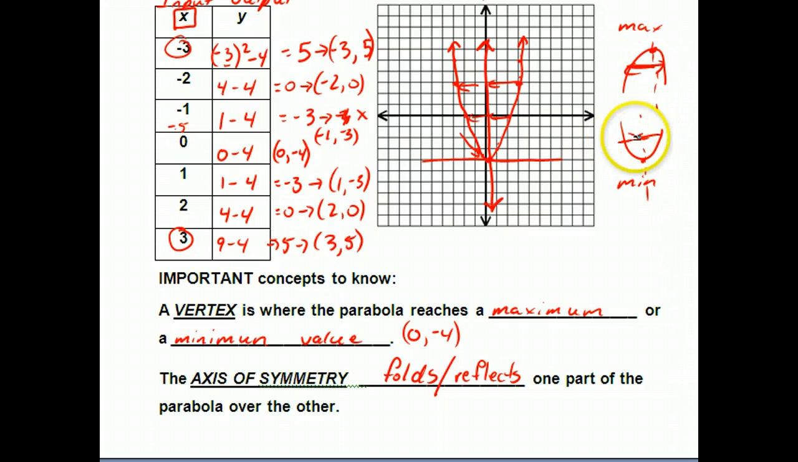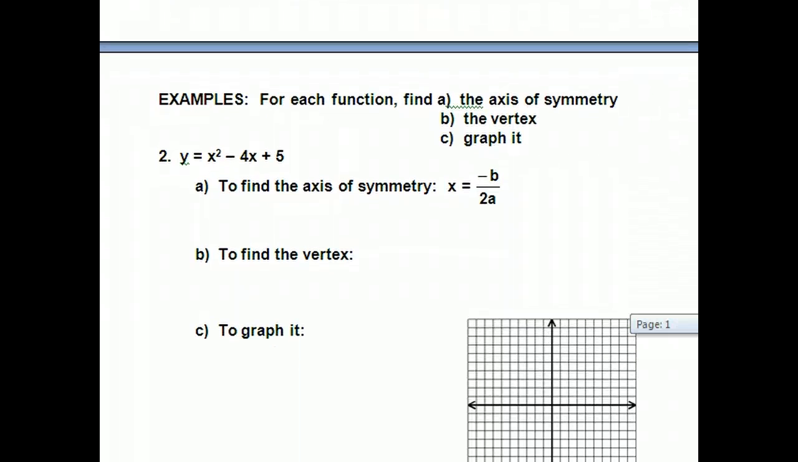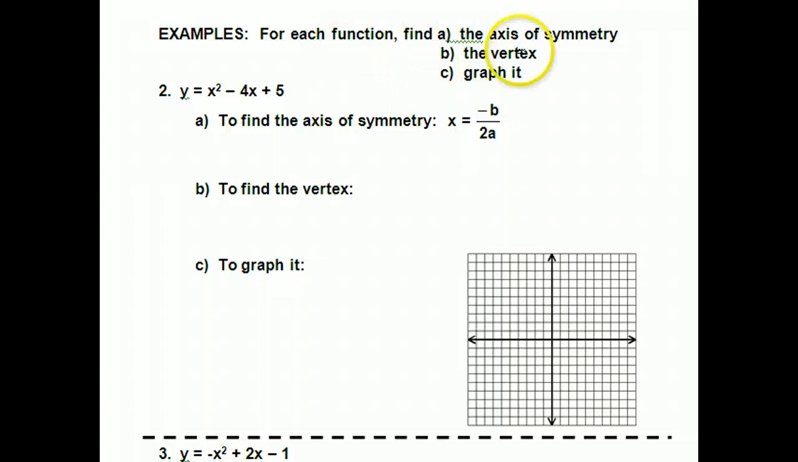It's symmetrical, right? Okay? So let's take a look at a couple of examples, see how our algebra is going to pan out over these. Okay? So for each function, find the axis of symmetry, the vertex, and graph it. So here is your magic formula for your axis of symmetry. Okay, that's going to find your line perfectly.